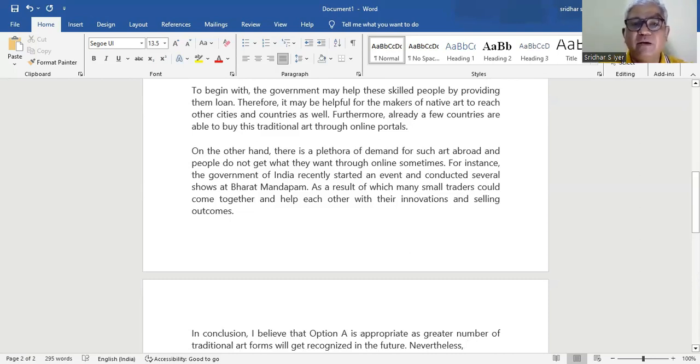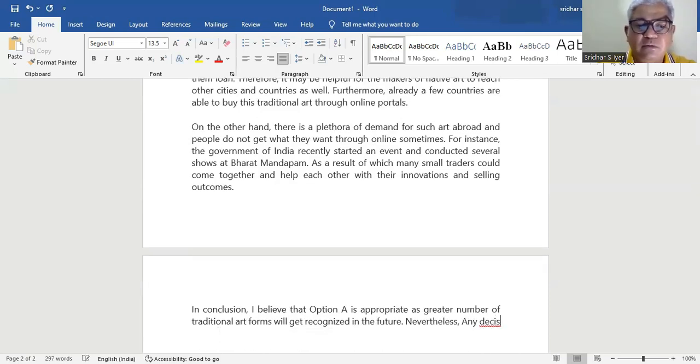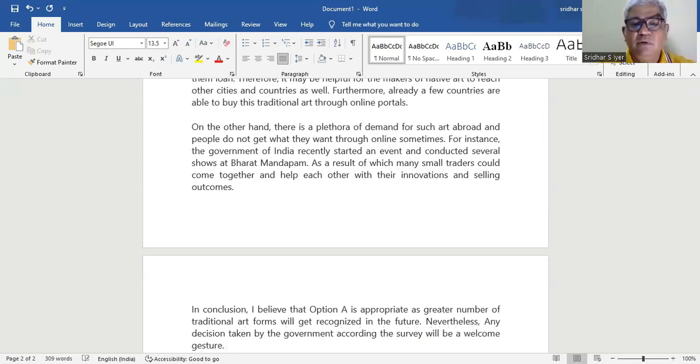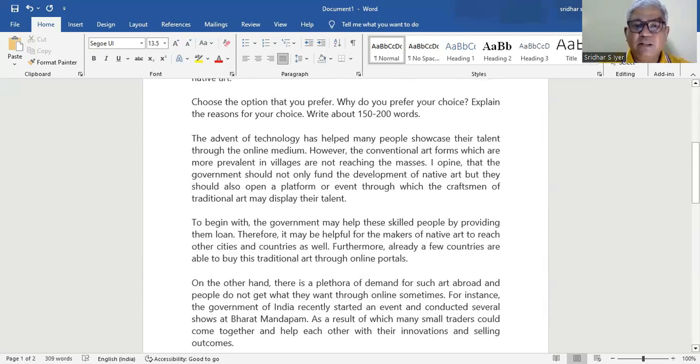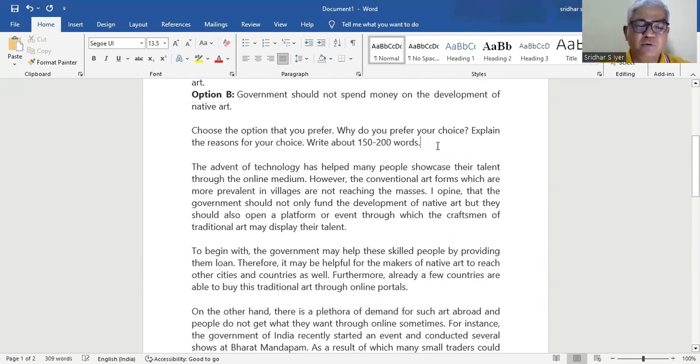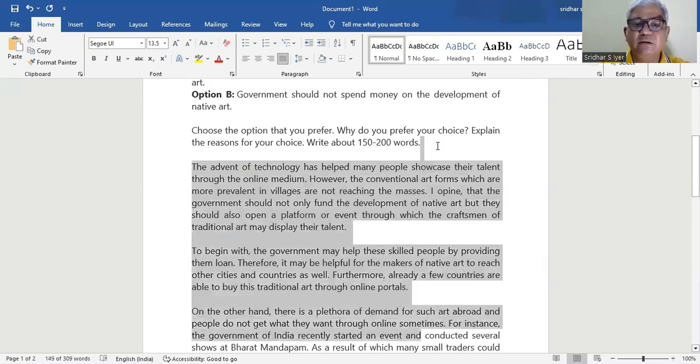They probably are submerged, or they are not even visible to a majority of people, so they'll get recognized. Nevertheless, any decision taken by the government according to the survey will be a welcome gesture. Obviously, the governments are there to help. These days, in fact, a lot of traditional art forms are getting recognized, which is a welcome gesture.